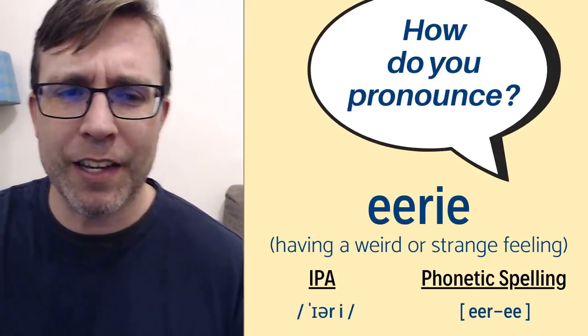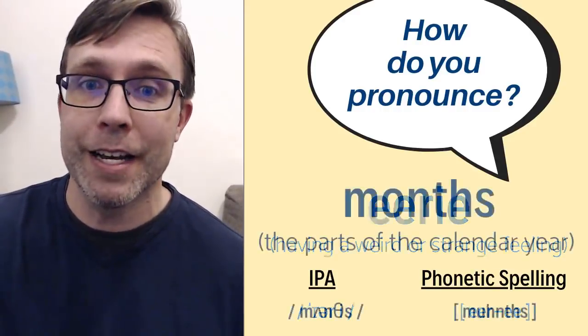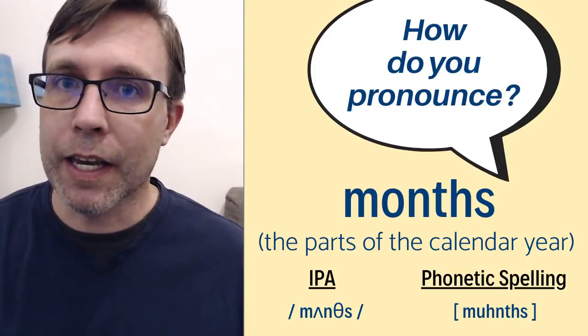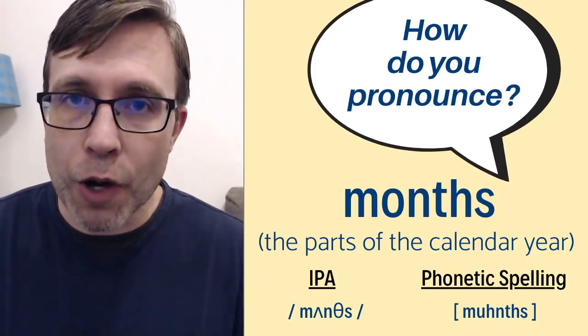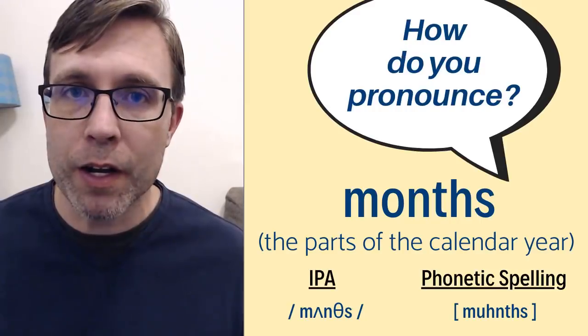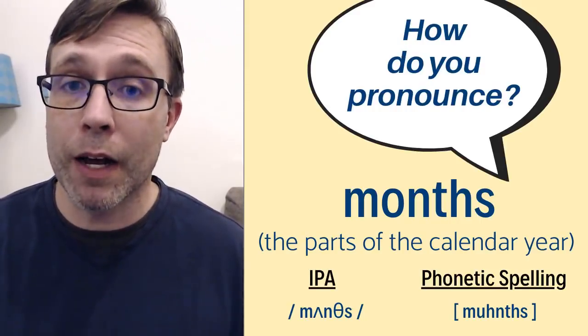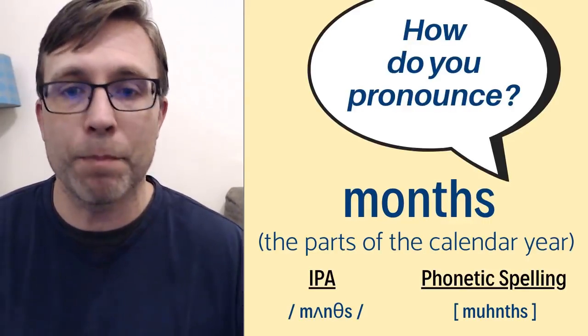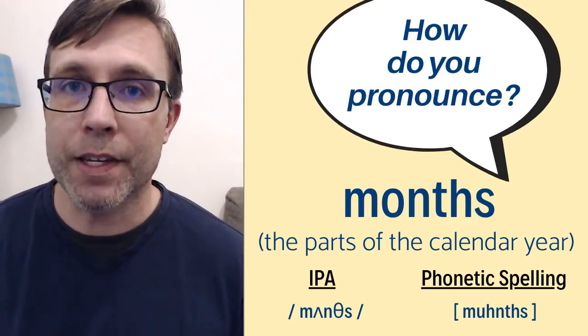It's strange. It's confusing. It's unusual. It's eerie. Then the next word, again, months. It's a word that I think you know. It's a very common word, but people have trouble pronouncing it sometimes. It is a challenging word to pronounce. A month, it's a part of the calendar year, months.